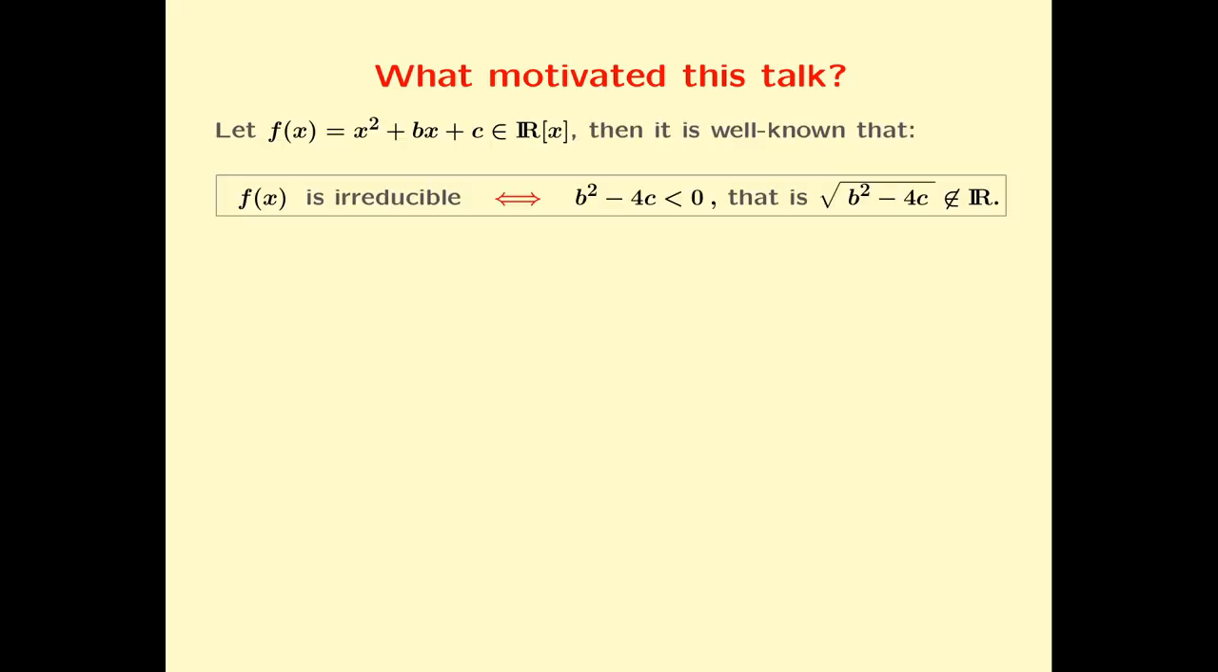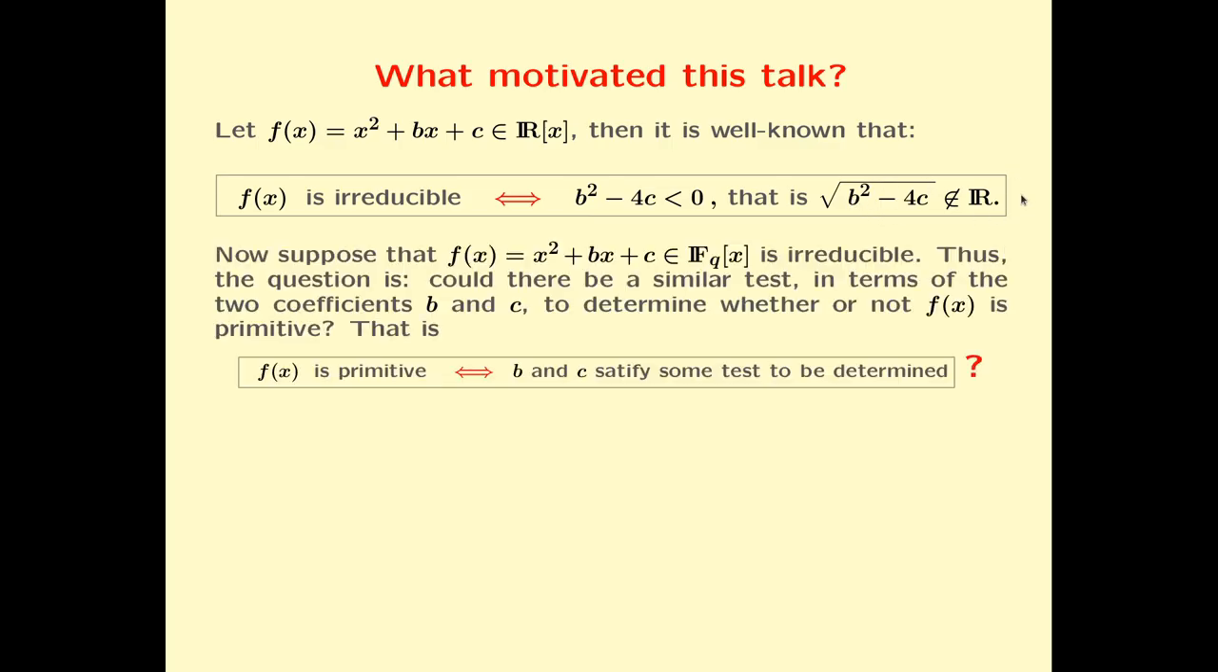Thus, let f(x) be a monic polynomial of degree 2 over the real numbers given by x squared plus bx plus c. Then, it is well known that the polynomial f(x) is irreducible if and only if b squared minus 4c is a negative number. That is, if its square root does not belong to the real numbers.